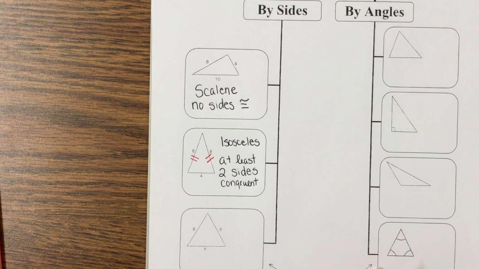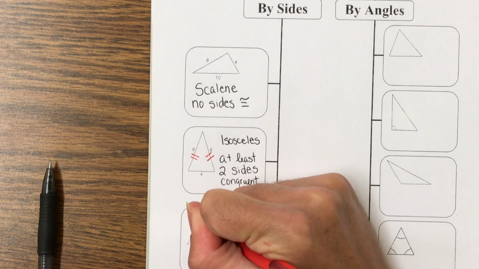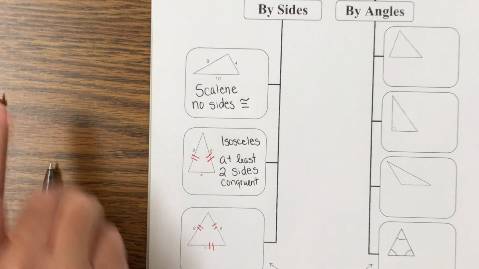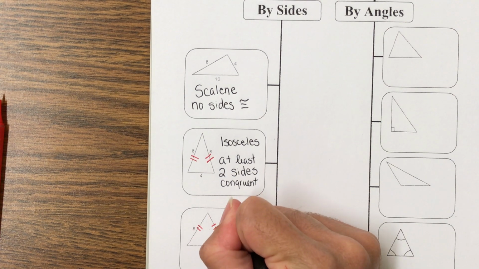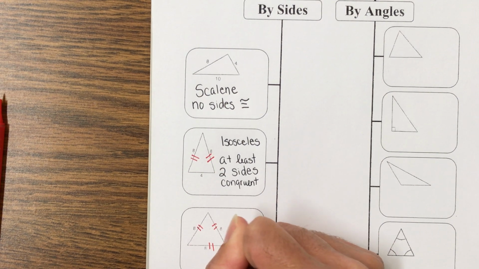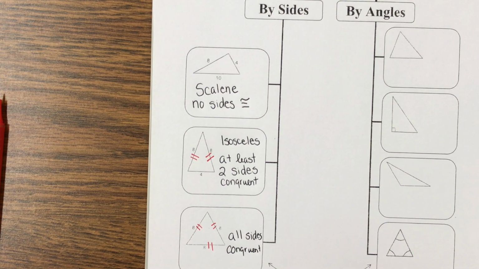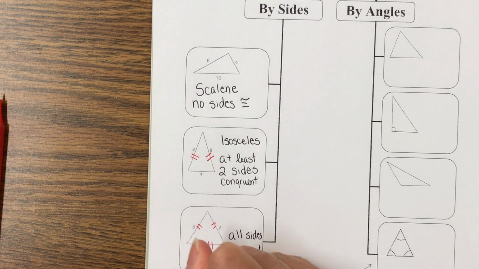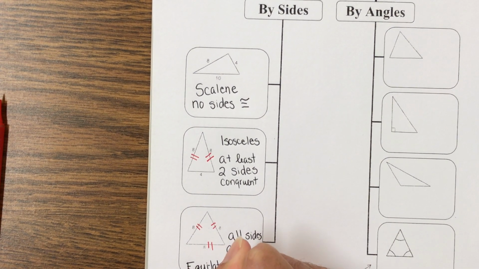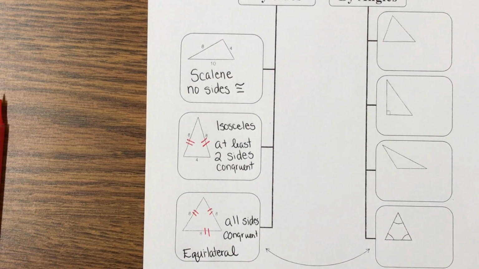And then in the last picture, notice how all three of these sides have a length of 8. So all sides are congruent. So when that happens, we have what is called an equilateral triangle. So, equilateral triangle, isosceles triangle, and scalene triangle.